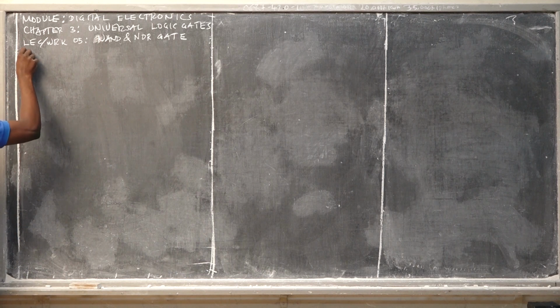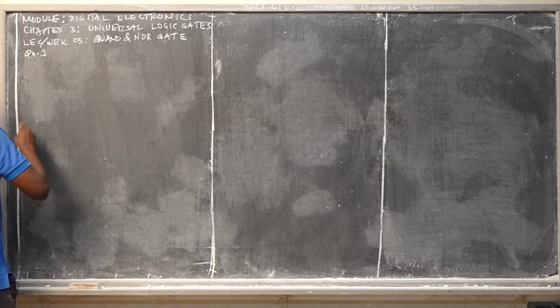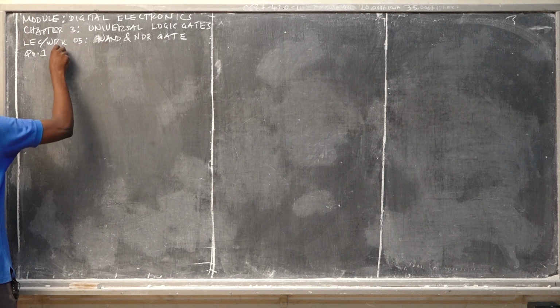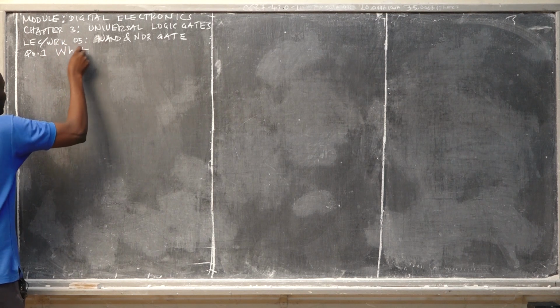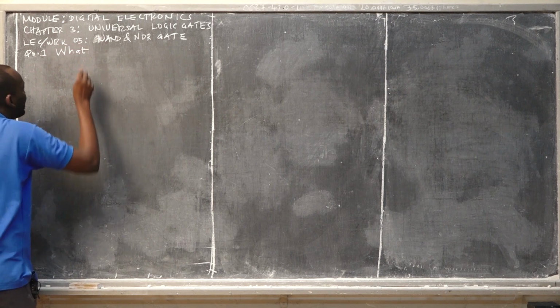We don't have a quick review of what we've covered because this is a new topic. We have to go straight forward and understand the concept. The first terminology that you want to understand is the meaning of the words universal logic gates. Say universal logic gates. Ask your neighbor, what do you understand about the word universal?